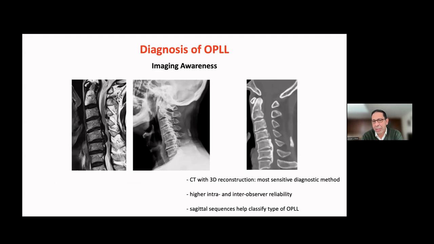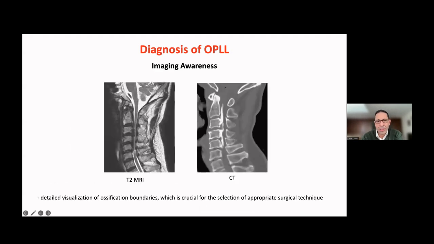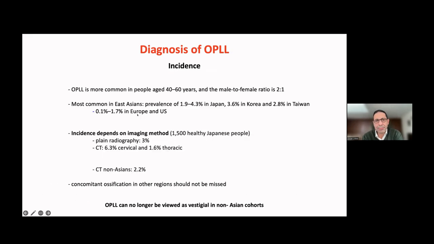On the sagittal sequences, you can classify the types of OPLL. For example, in this case, a very narrow canal. With CT scan, you show that the problem is much wider. So it's crucial for the selection of the appropriate surgical technique, as in this case. You have to prolong the surgery higher up, which was not apparent on the MRI.